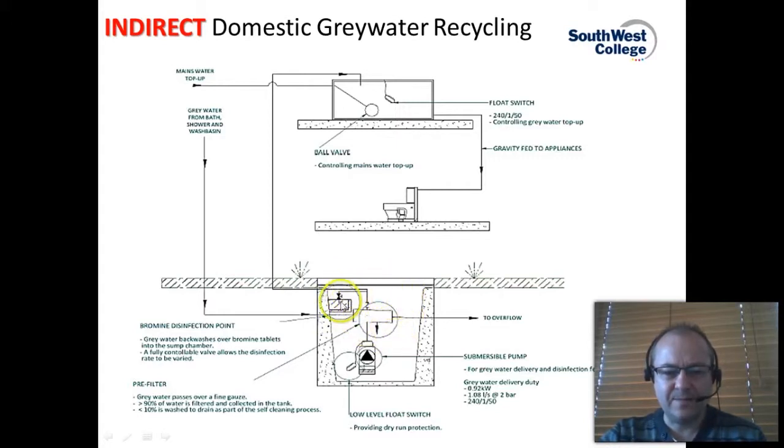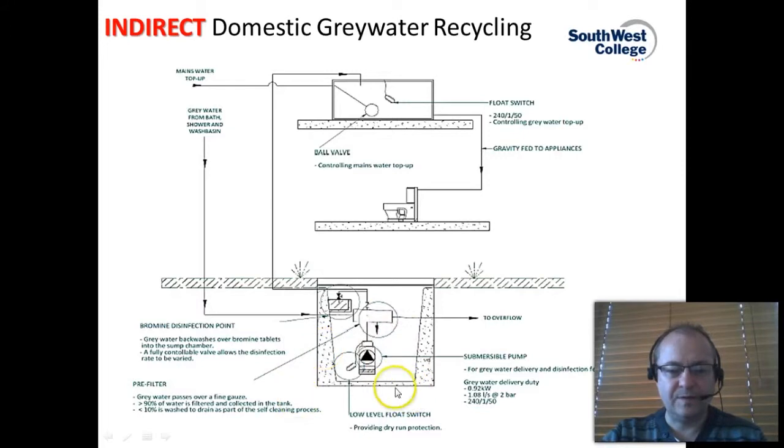The second part here is the pre-filter. Your greywater passes over basically a fine gauze, and about 90% of the water is filtered and then collected in the tank. 10% is washed away straight out to the drain as part of a self-cleaning process. Within your tank you'll have a submersible electrical pump, and this is basically for greywater delivery and disinfection feed, because it also feeds the disinfection.